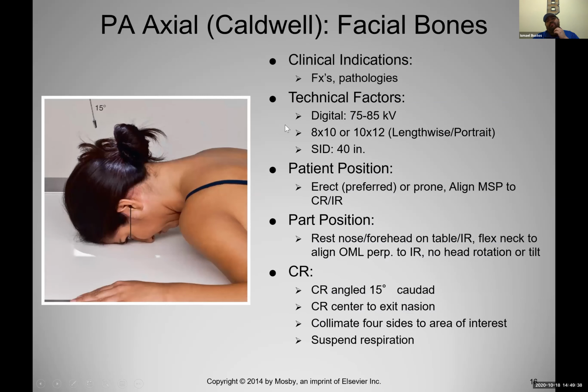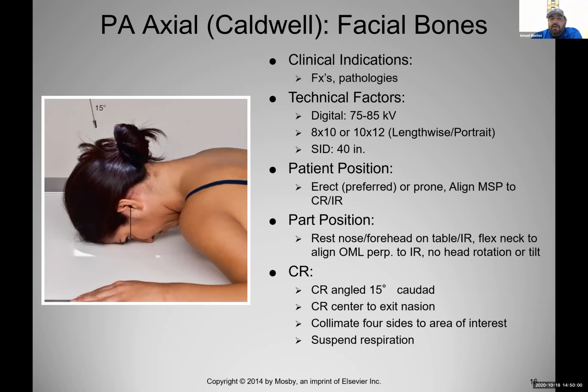Caldwell. Now for the Caldwell, I can tell you that for the orbit, it is going to best visualize the supraorbital margin, right? So the top of the orbit. So it is best going to visualize this supraorbital margin right there. Okay. Reason for that is because we have that part on the image receptor, right? So it should be pretty parallel to the image receptor, which means that there should be no distortion of it.